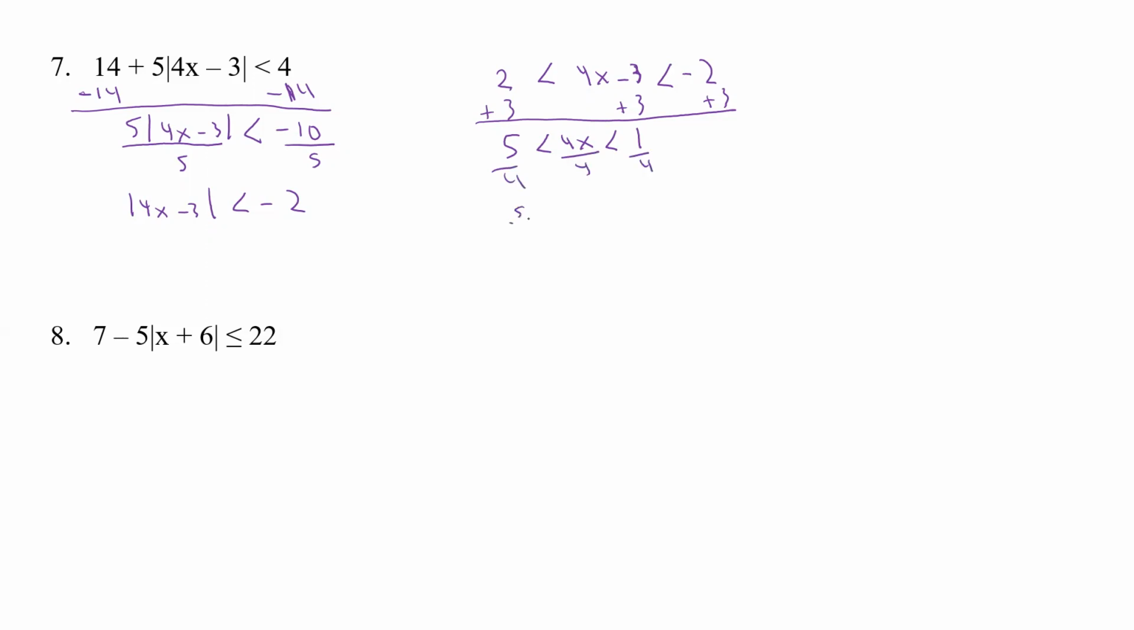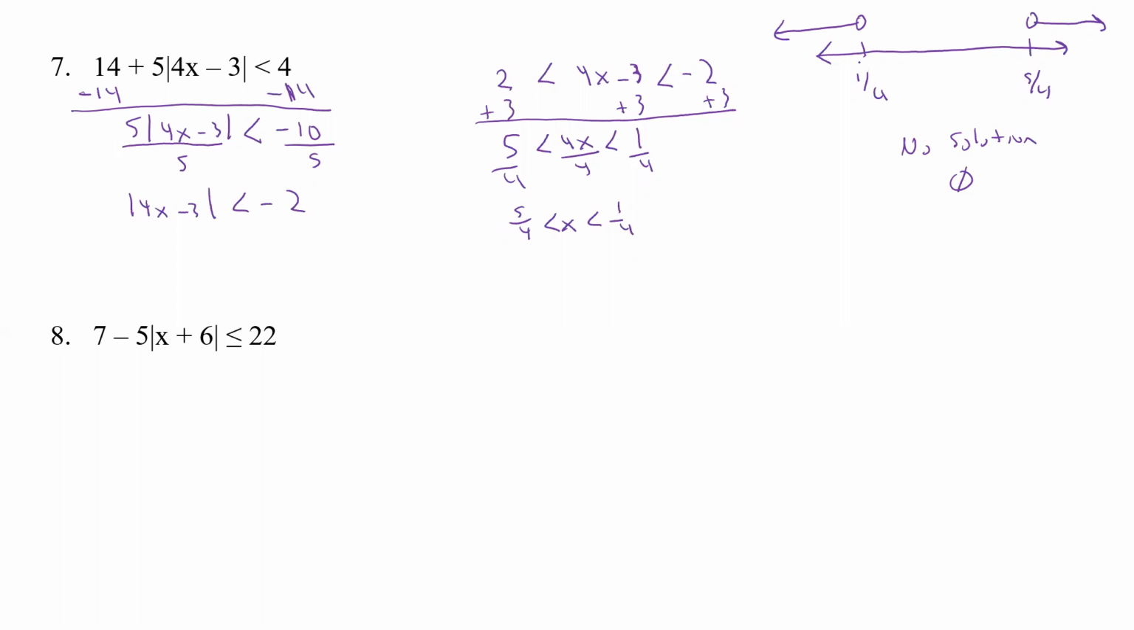And so 5/4 is less than x is less than 1/4. Now let's see what that does here for our graph. Well, 5/4 is over here, and 1/4 is going to be over here. So it says x is greater than 5/4, and it's going to be an open circle to the right. Here, x is less than 1/4. It's an open circle to the left. Where do they intersect? They don't. So there's no solution. Okay. And so that would be what we get for the answer on this one.